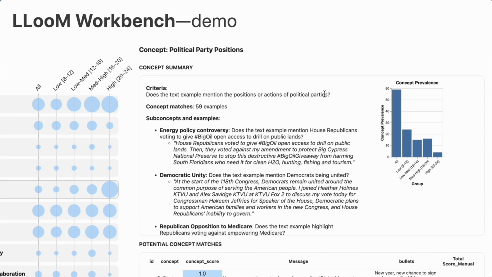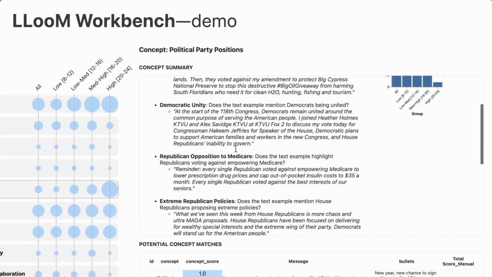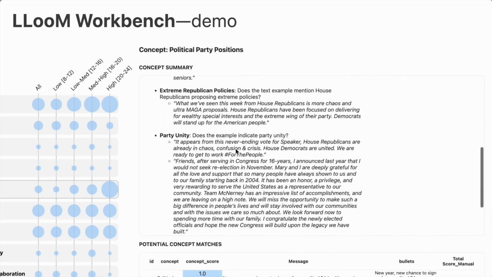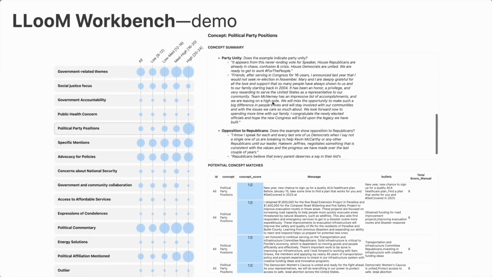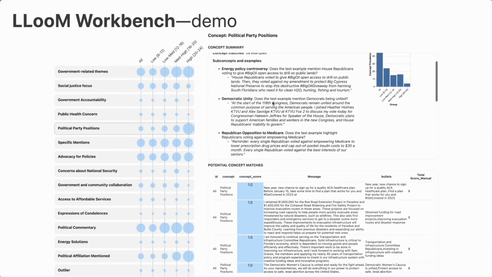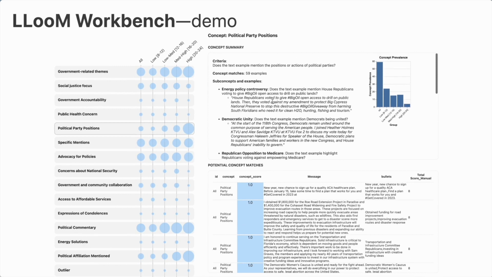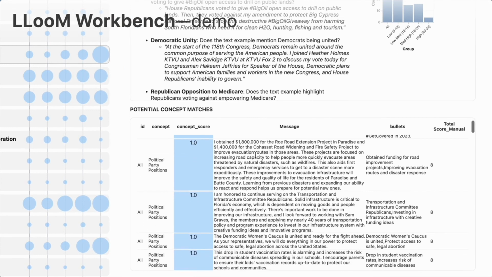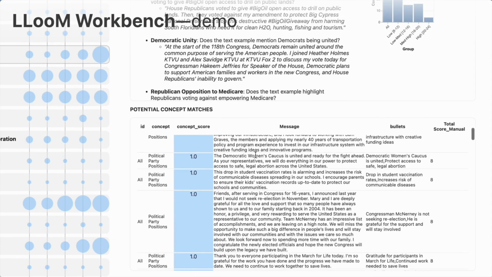LLooM also shows the sub-concepts and examples that led to the concept, which here appear to cover partisan stances on issues like healthcare. In the matrix view on the left, LLooM allows the analyst to slice the data by manual partisan animosity scores, here from low to high partisan animosity. The circles indicate higher prevalence for high partisan animosity examples, so the analyst explores further. LLooM surfaces examples that match the political party positions concept, and there are many posts that are written from one party's perspective and attacking the other party's stance.